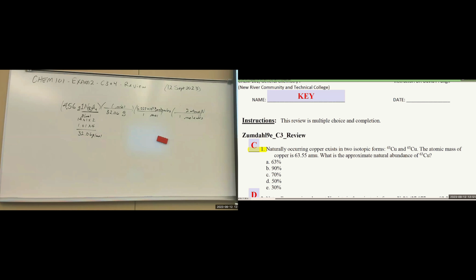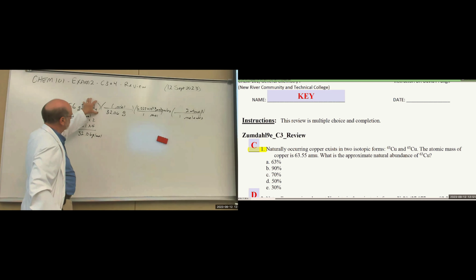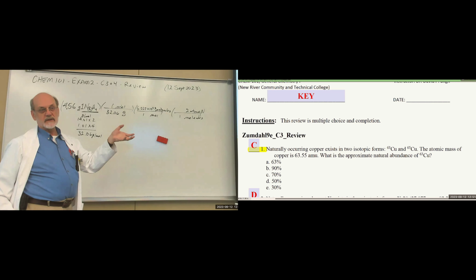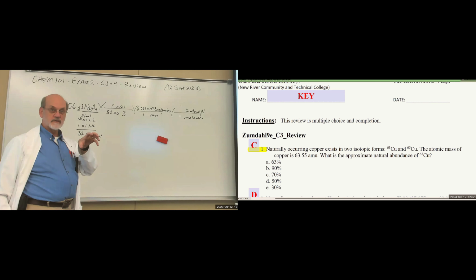They say formula units, which is universally accepted. They don't generally try to get, yeah, okay. This is the molar mass of that compound, but it could be a molecular compound, it could be an ionic compound. If it's an ionic compound, then formula unit is proper.